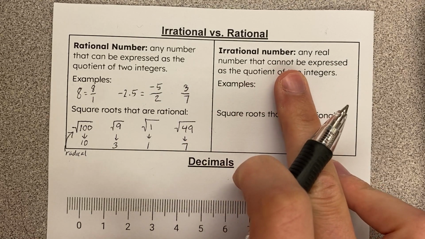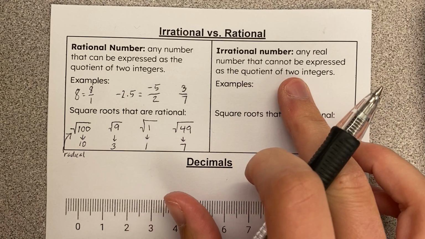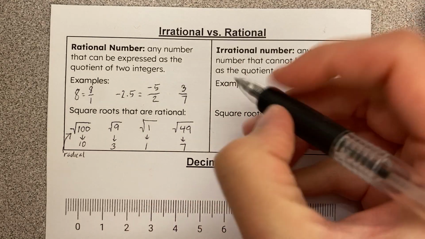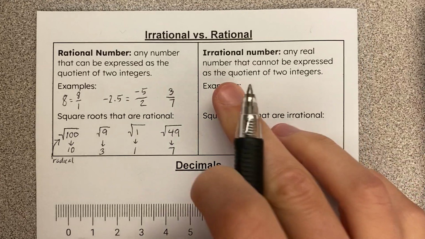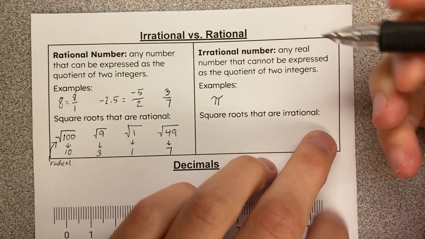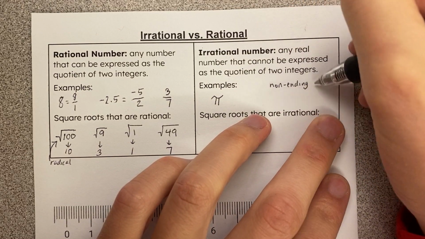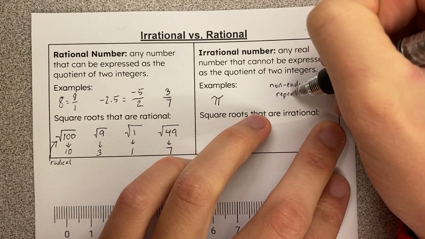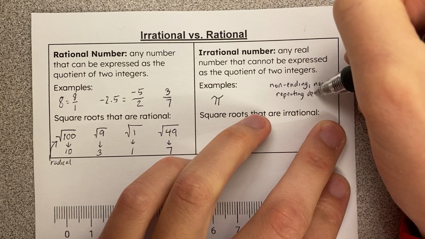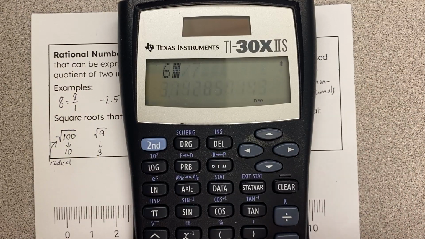Now, an irrational number is any real number that cannot be expressed as a quotient of two integers. The most famous irrational number is pi, okay? And these numbers are non-ending, non-repeating decimals. Now, this non-repeating part is important because look, 6 divided by 9.